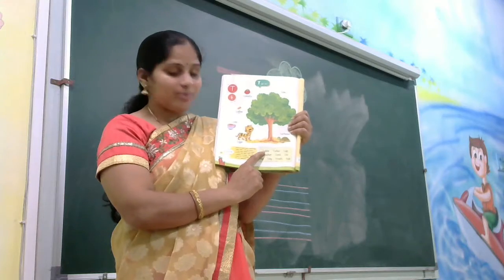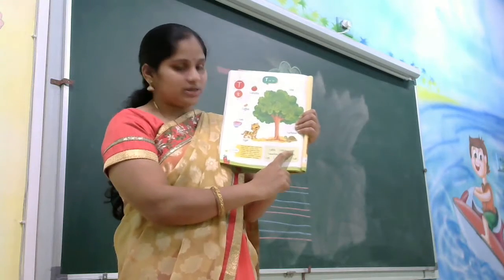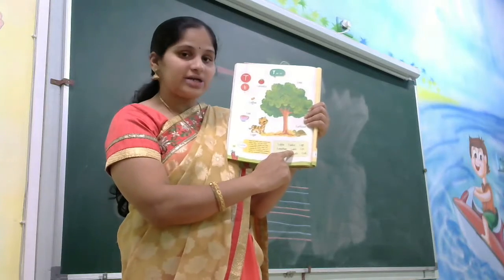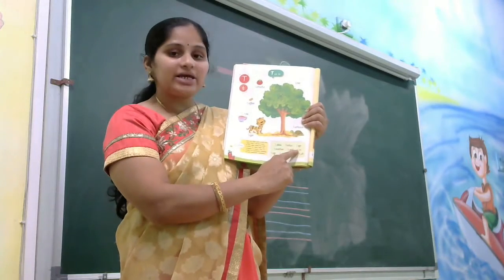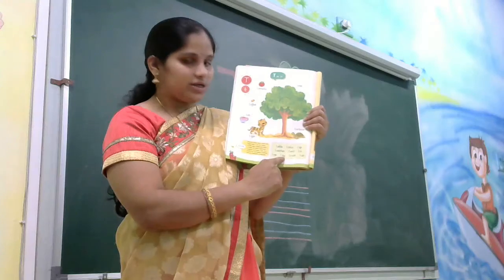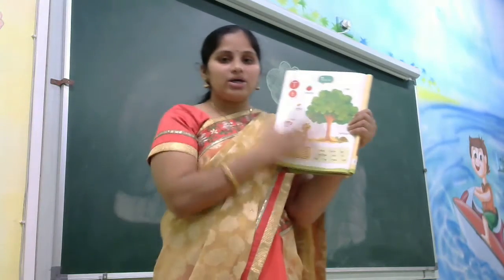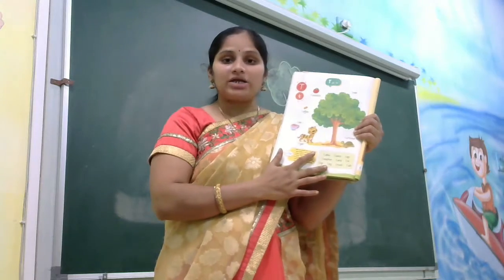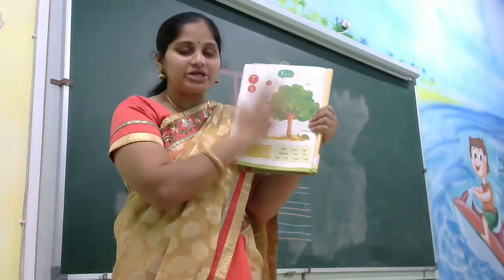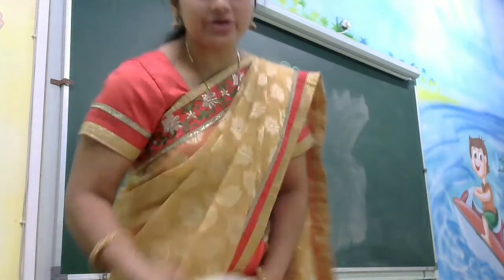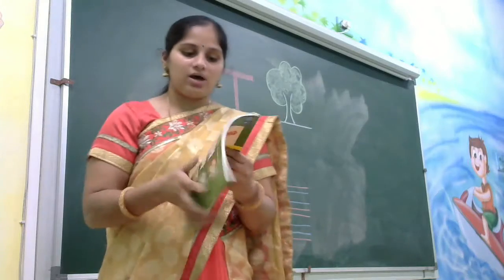T for table, T for tailor, T for tap. T for teacher, T for tent, T for tin. T for top, T for toy, T for truck, T for tub. These are all words starting with the letter T. You have to read them with your mama papa's help. Okay, after reading we are going to see how to write it in a four-line book.